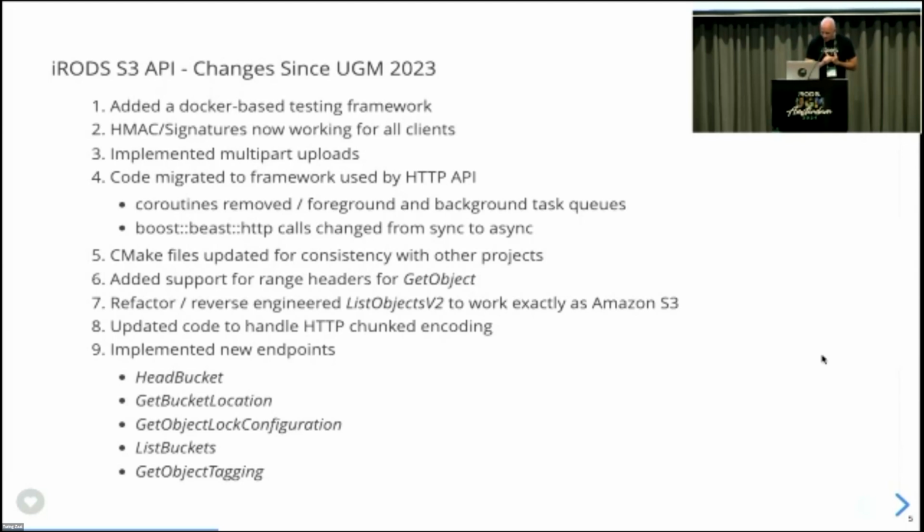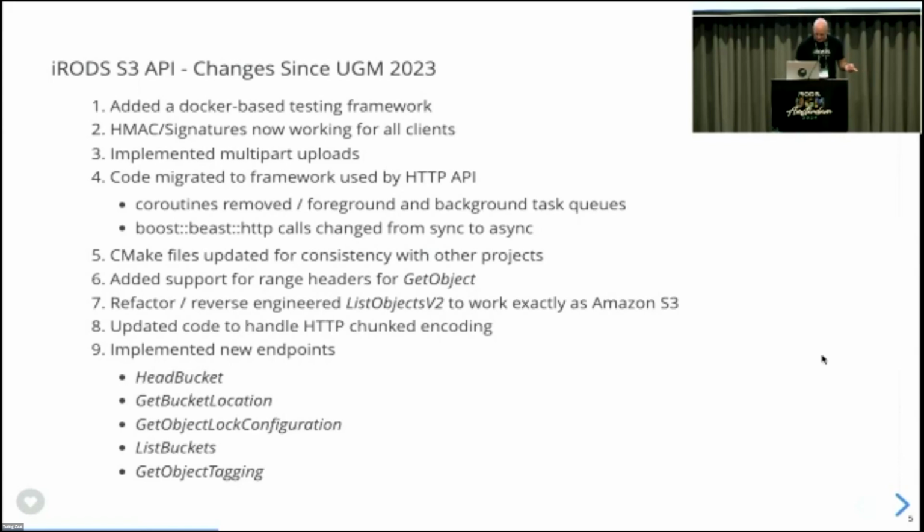If you remember Marcus's talk yesterday, our new compiler toolchain does not support coroutines, so we had to move away from the coroutine implementation, and we moved it to the same implementation that the HTTP API that Corey talked about uses. So we have foreground, background task. We use Boost Beast HTTP as a library to support the HTTP part of it. And in the process of doing this transition, we changed that from synchronous to asynchronous calls.